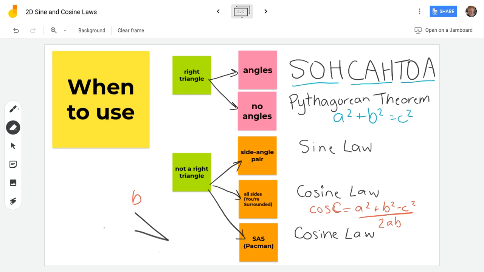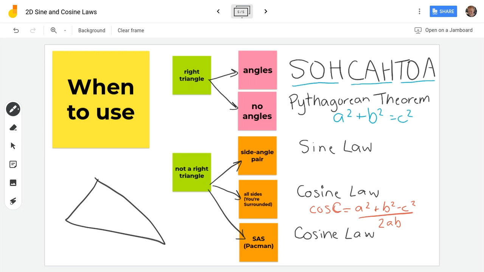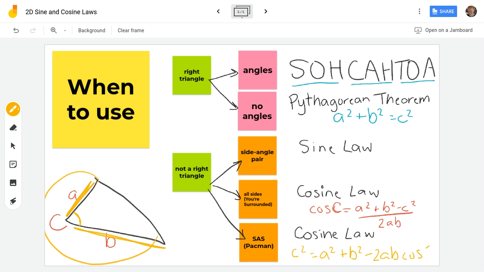The other option for when you should use the cosine law is when you have a side, the angle beside it, adjacent to it, and then the other side. So you have SAS, side, angle, side. So it's two sides and the angle in between. So let's say you knew this side, and you knew this angle over here. I also think of this one as Pac-Man because you have a little Pac-Man guy here. You know the angle, and you know this side, and you know this side. So if you have side, angle, side, or Pac-Man, you use the cosine law. C squared equals A squared plus B squared minus 2AB cos of C.